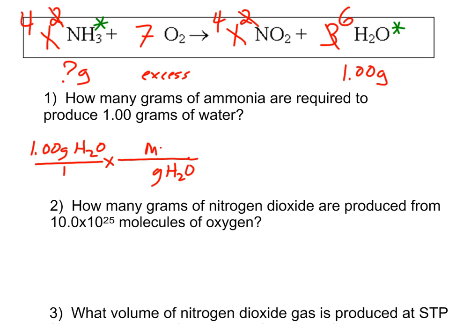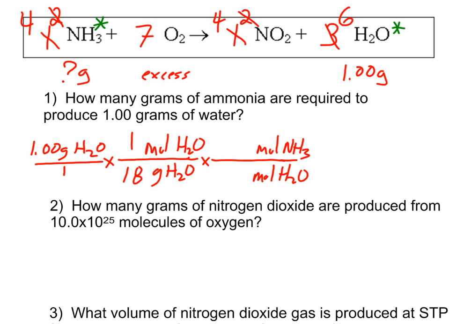So 1 mole of water, we look at the periodic table, is 18 grams. And now from moles of water, we can use the balanced equation to go to moles of ammonia. And again, let me just put this in green. So the balanced equation, there are 6 moles of water produced from every 4 moles of ammonia that react.